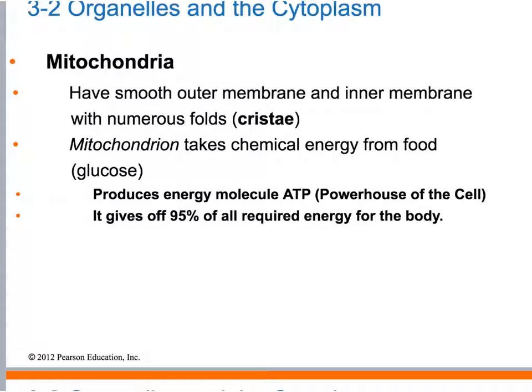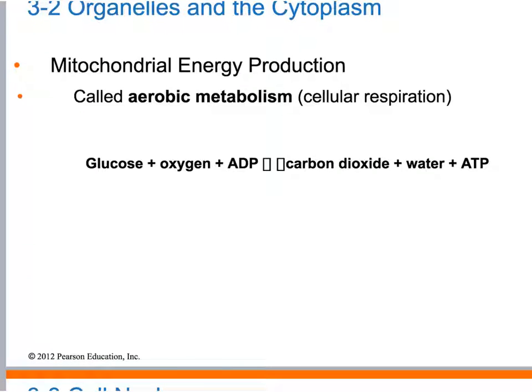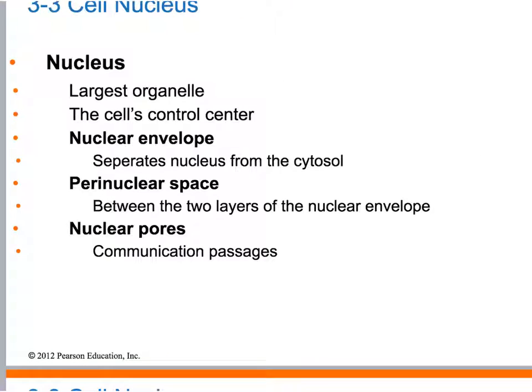The mitochondrion takes chemical energy from the food. So the mitochondrion uses glucose to make ATP. This produces the energy molecule ATP, and it gives off 95% of all the required energy for the body through aerobic metabolism. The mitochondria energy production is called aerobic metabolism or cell respiration. And the chemical equation is glucose plus oxygen plus ADP equals carbon dioxide plus water plus ATP.